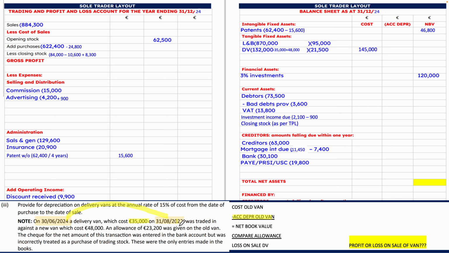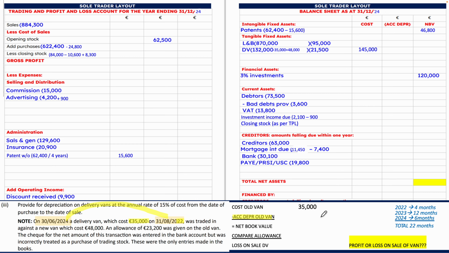So if we're looking at this, in 2022, how many months did we have it for? We bought it on the 31st of the 8th. So we had it for the 9th, 10th, 11th and 12th, so for 4 months of 2022. Then in 2023, we had it for the entire year. And then in 2024, we had it for 6 months. So altogether, that is 22 months. So we can work out what the accumulated depreciation is.